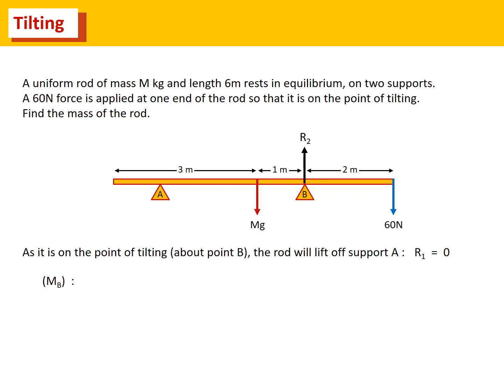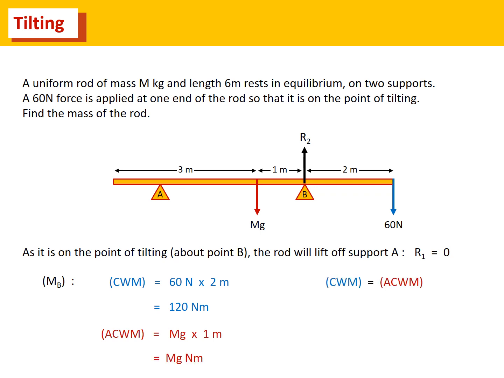And if we take moments about B, the clockwise moment is given to us by the 60 newton force, so it's 60 newtons times 2 meters. And the anti-clockwise moment is given to us by the weight of the rod times 1 meter. And then those two things are equal to each other, because it's just on the point of tilting.